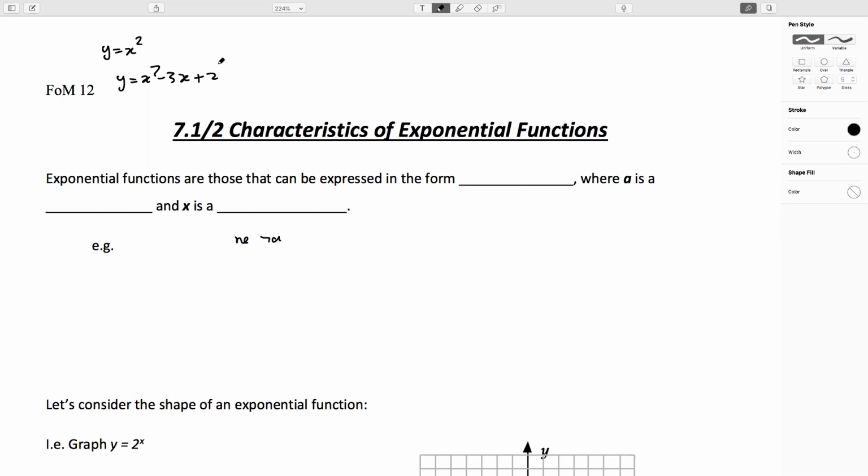So an exponential function is any function that can be expressed in the form y equals a to the power x, where a is a constant and x is a variable. And then let's talk a bit about what is and is not exponential. So exponential will go on the left, and the right will be things that are non-exponential.